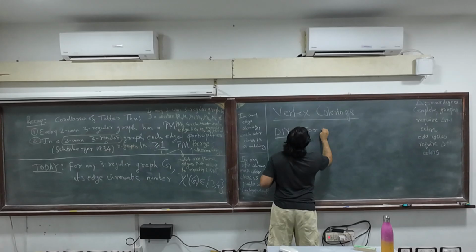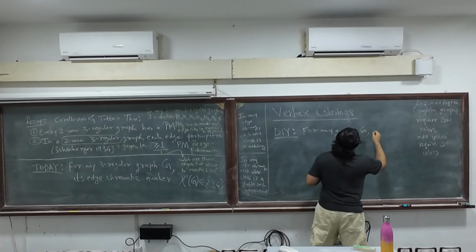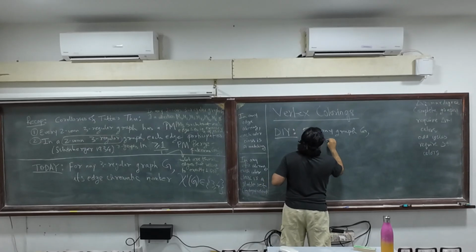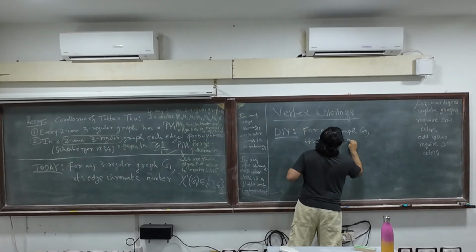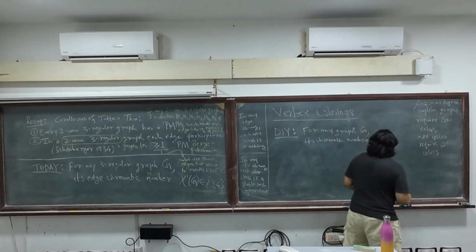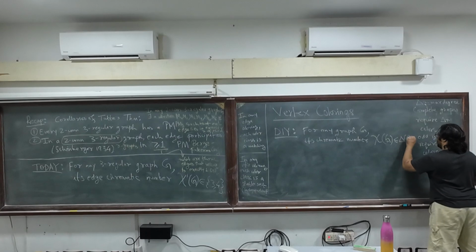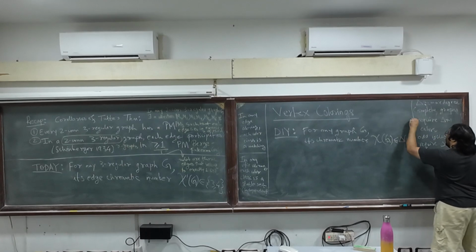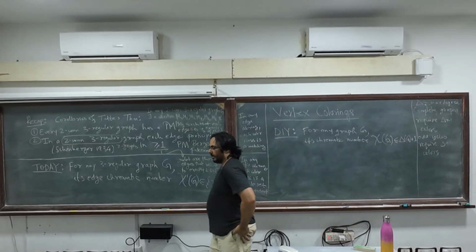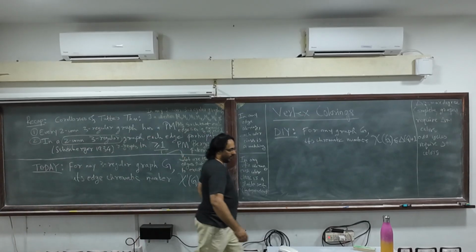For any graph G, its vertex chromatic number, also known as chromatic number. Generally when people say chromatic number, they mean vertex chromatic number. Its chromatic number is at most the max degree plus 1. See if you can prove it. If you have figured out something, raise your hand and I'll come and talk to you. Maybe write down something so that I can also read what you're doing.